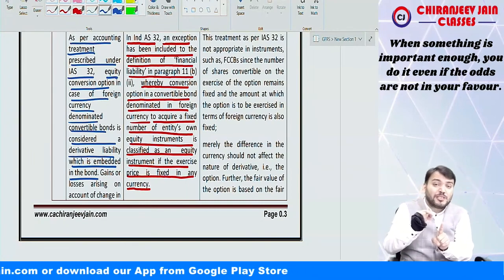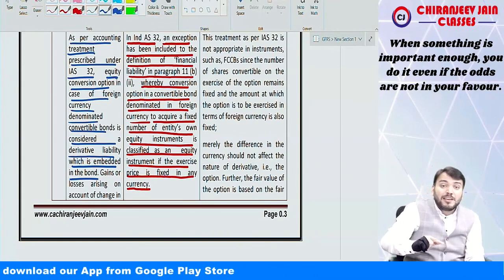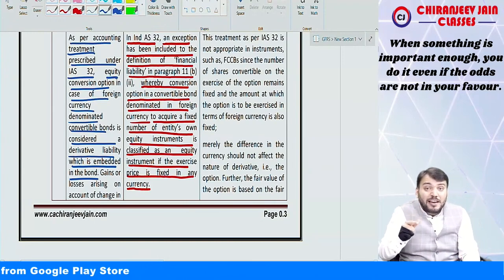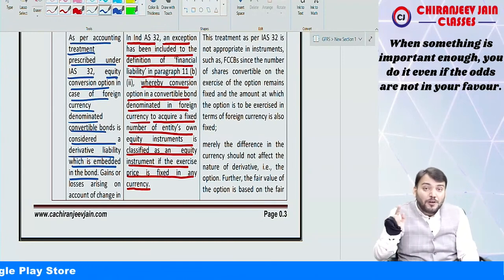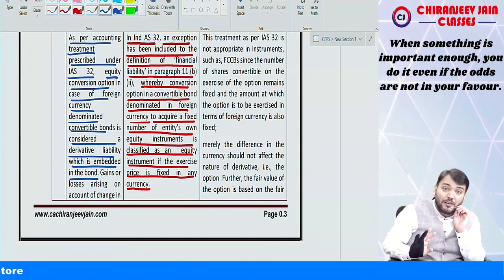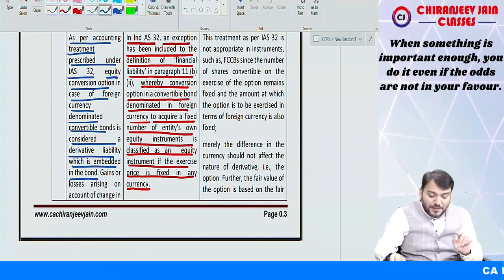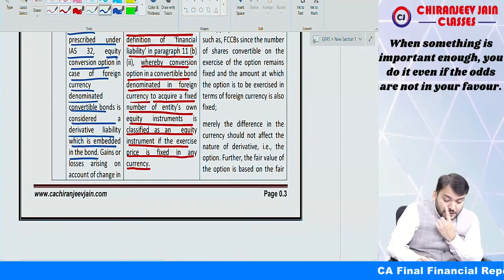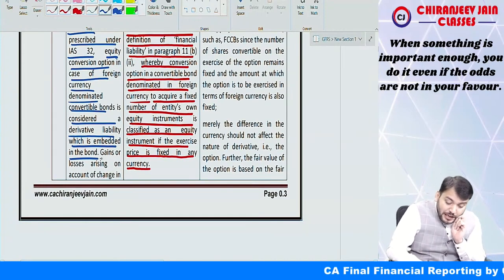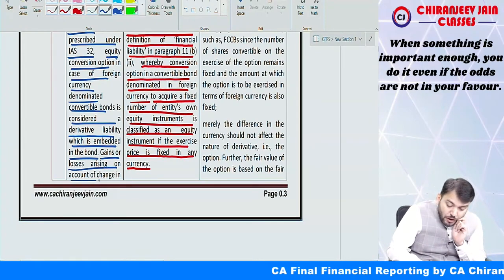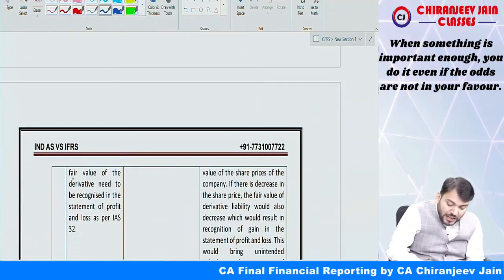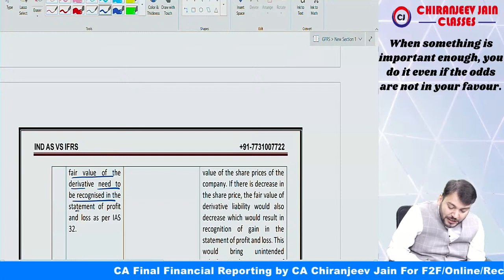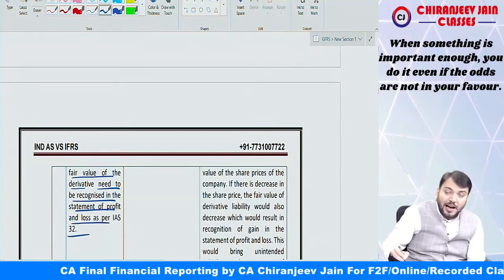If you remember the concept of embedded derivative, that will be considered as derivative liability, and derivative liability needs to be measured at FVTPL, and any gain or loss will be transferred to what? Any gain or loss will be transferred to PL. I hope you understood. Correct. So it will be considered as derivative liability which is embedded in the bond. Gain or loss arising on account of change in the fair value of derivative needs to be recognized in statement of PL as per IAS 32.